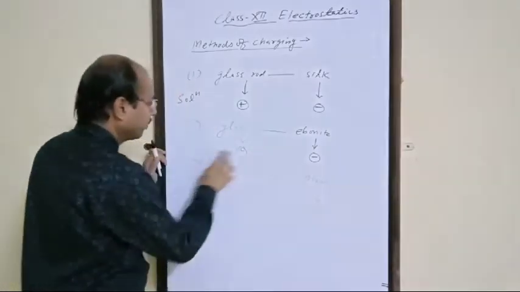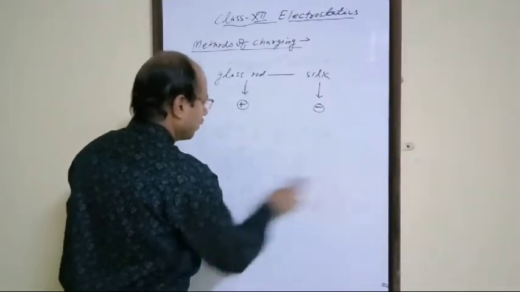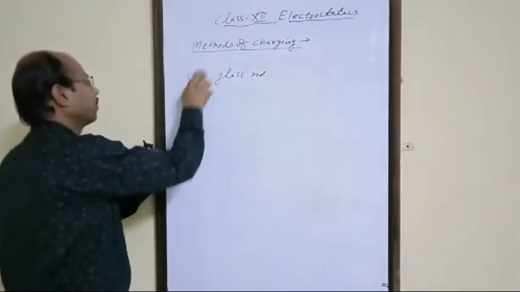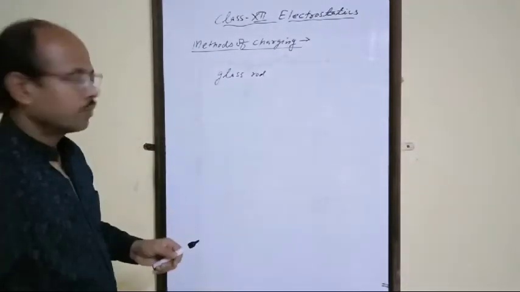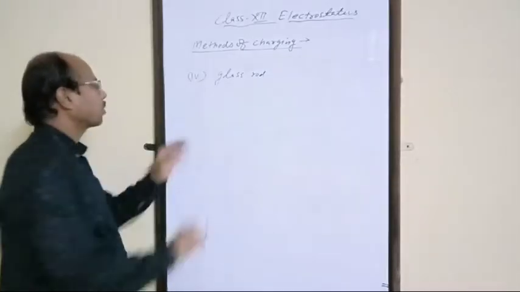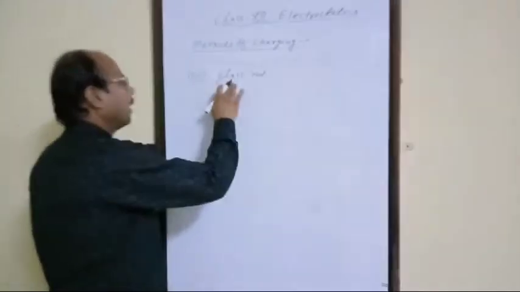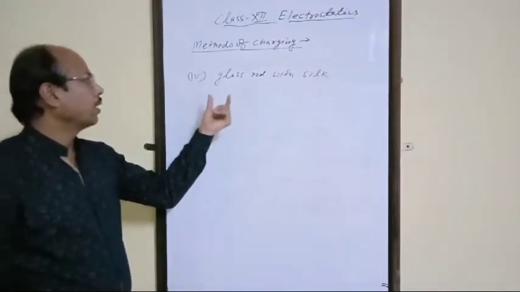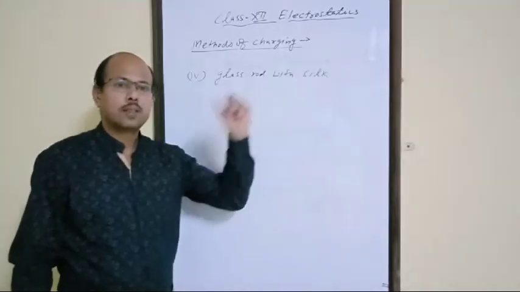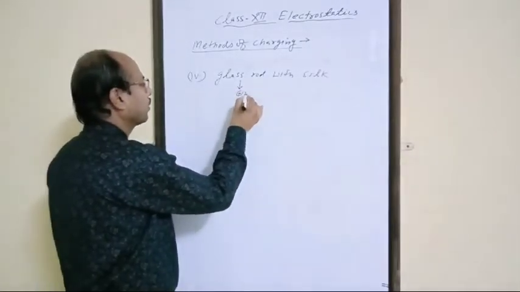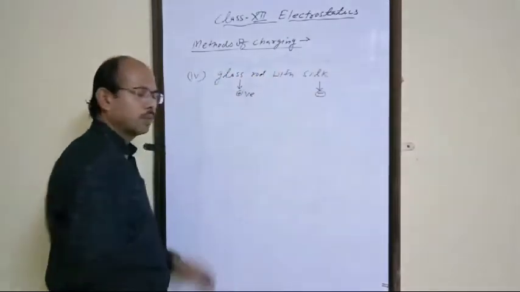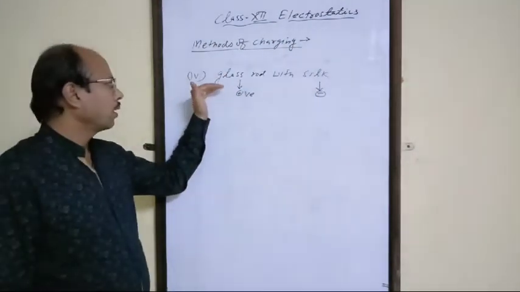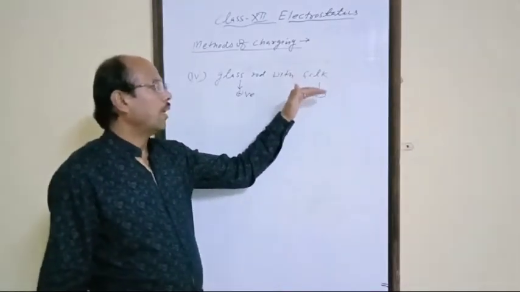Now one more question. That is a very important question of NCERT. Question number 4. It is given in the question that when a glass rod is rubbed with silk, glass becomes positively charged and silk becomes negatively charged.